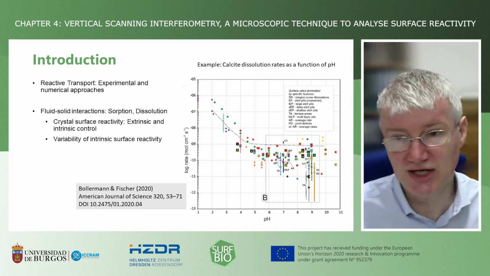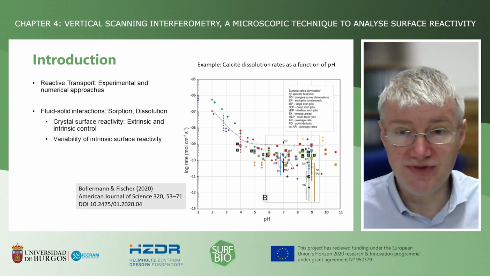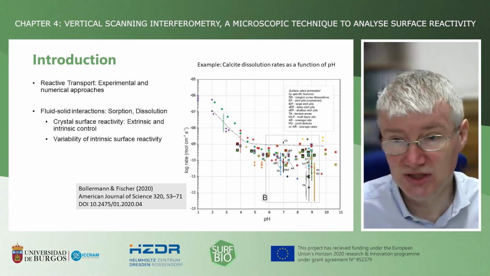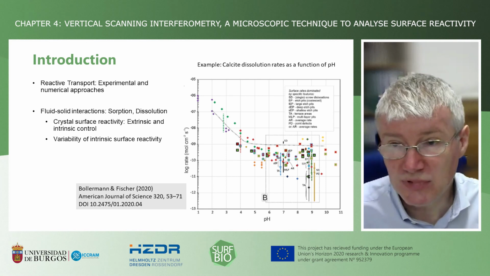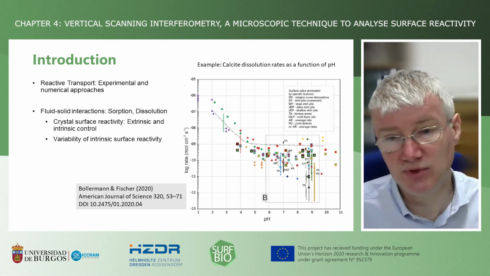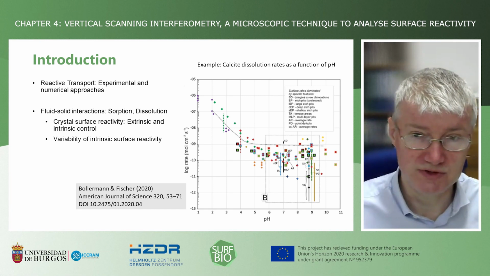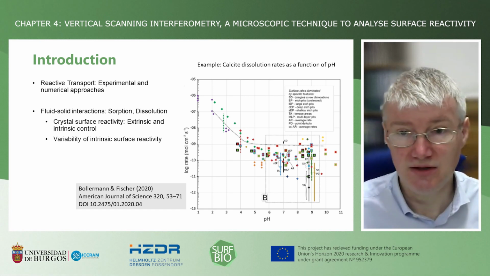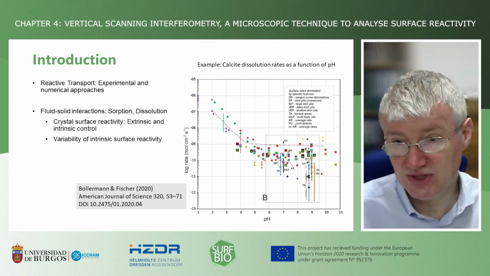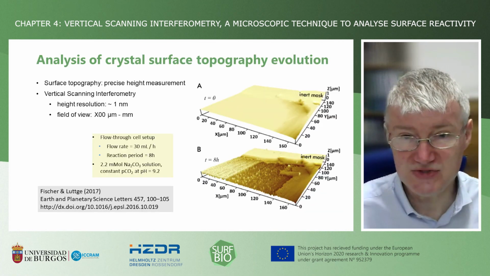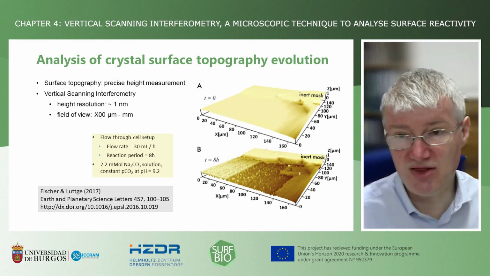So this compilation illustrates that the energetic landscape of the reacting solid material is much more variable than what we usually apply in the parameterization of numerical codes. So we need data sets that are able to reflect this kind of variability. And this is done with surface sensitive methods.